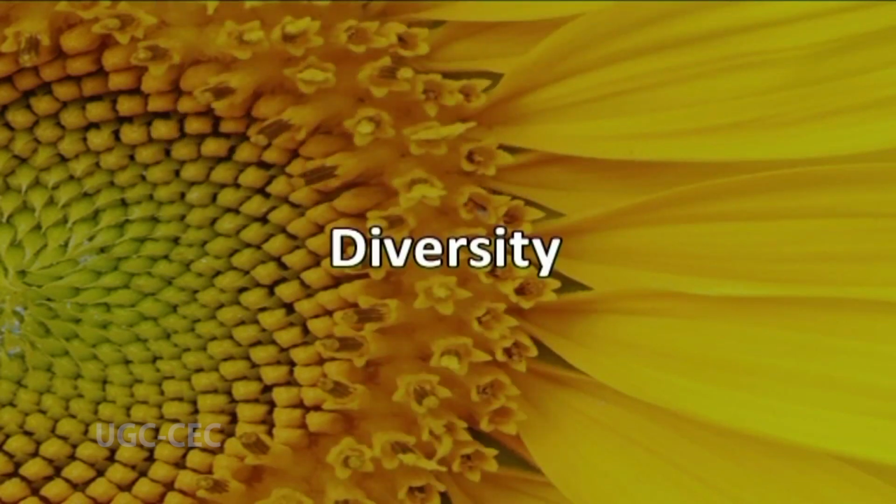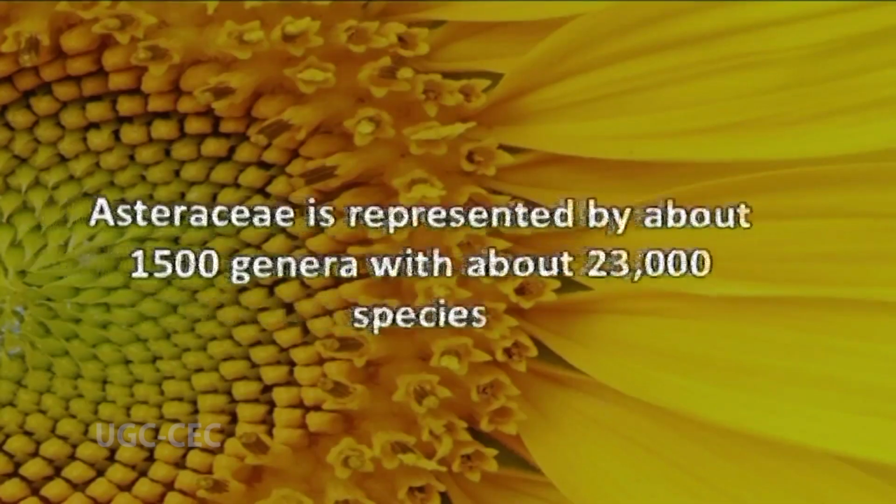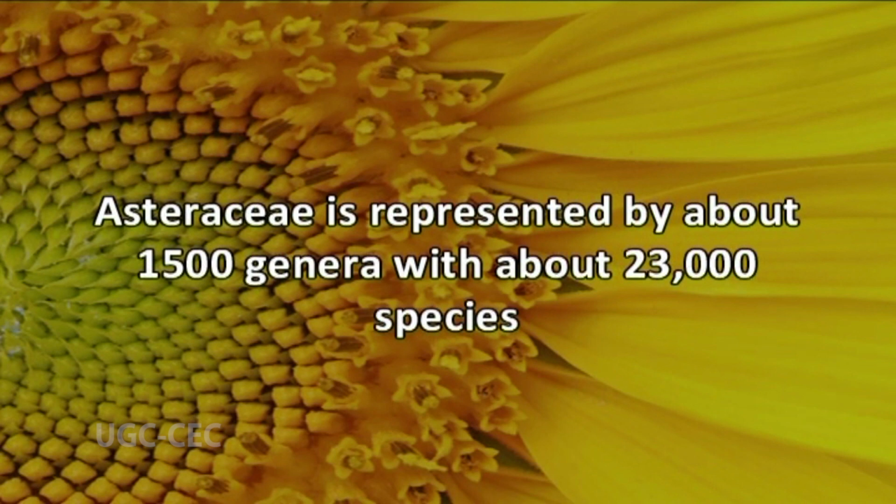Now, the fourth part is the diversity of the family Asteraceae. The Asteraceae is the largest family of flowering plants in terms of number of species in the world. If we take the different families in the angiosperms, Asteraceae is number one in terms of its species richness. At present, the family is represented world over by about 1500 genera with nearly 23,000 species.